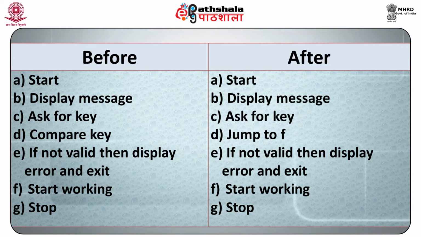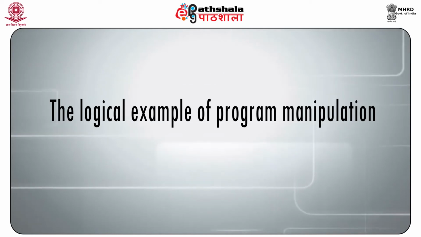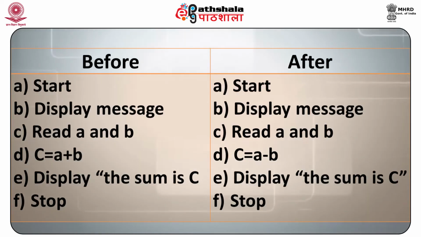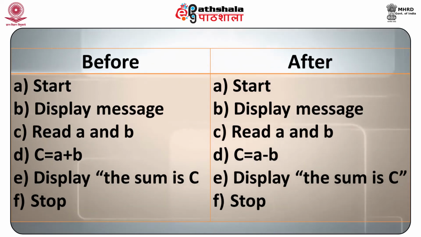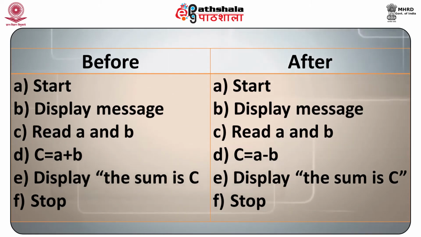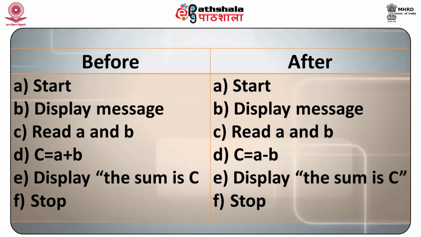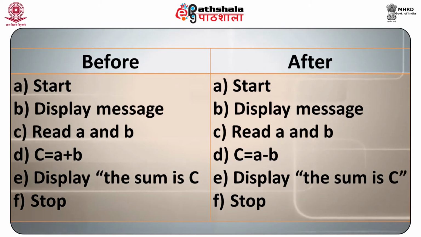Start working and stop. The logical example of program manipulation: before, start, display message, read A and B, C is equal to A plus B, display the sum is C, and then stop. In case after manipulation, start, display message, read A and B, C is equal to A minus B, display the sum is C, and then stop.